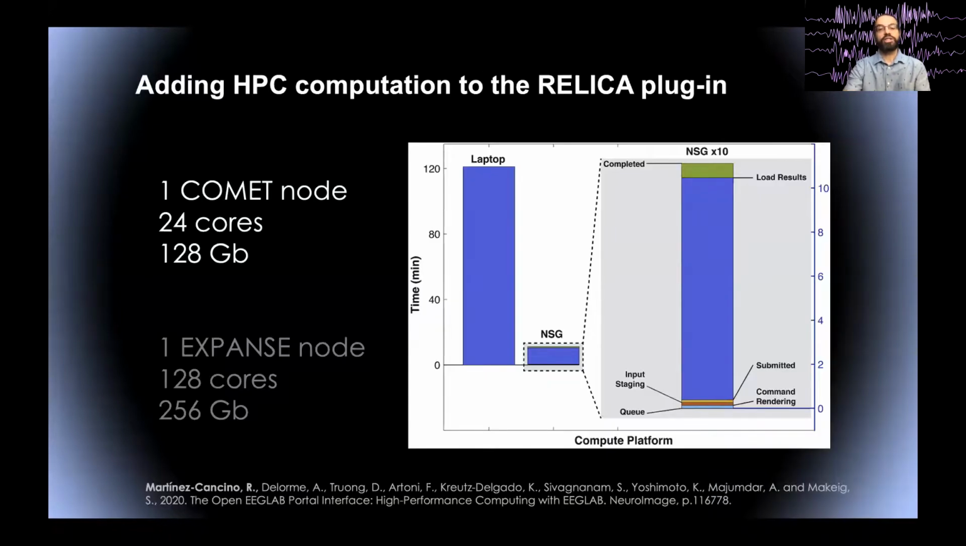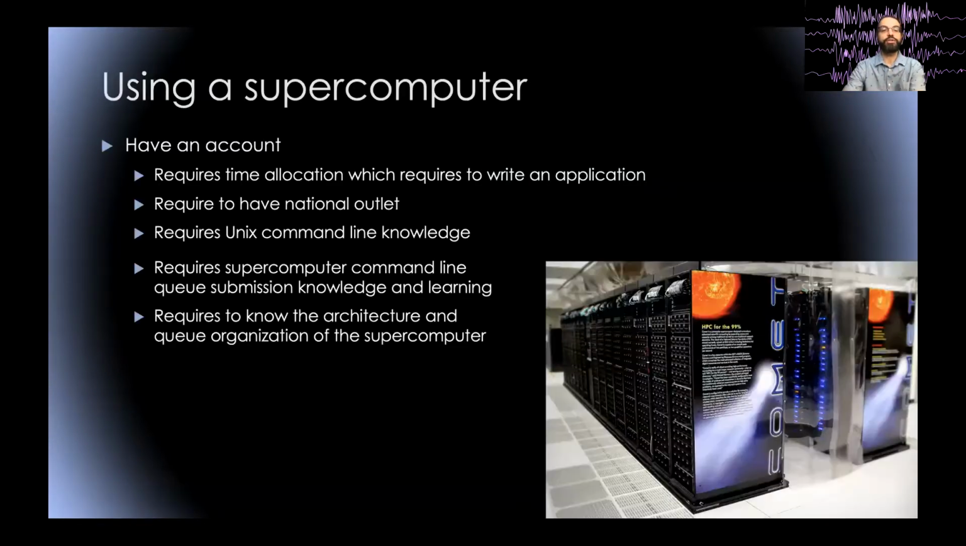And so here's just the comparison between laptop single core and NSG multiple cores, and the time it takes to queue, estimate running the jobs, and then load the results. So usually the gain in time is about 10, but we'll see what's the best use case for using NSG.